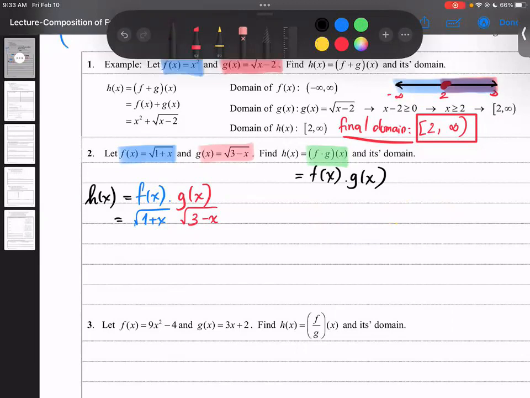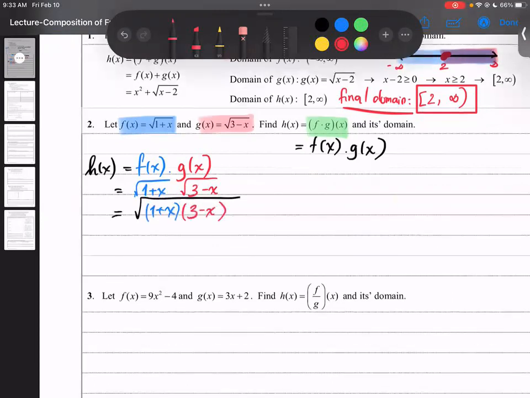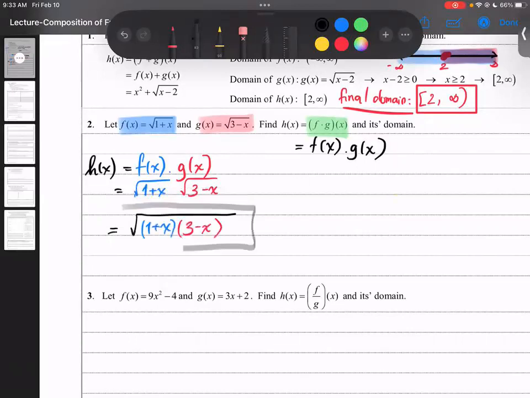So here, I can rewrite it as the square root of (1 plus x) times (3 minus x). For me, this is good enough. I'll take this answer. You don't have to factor it out, is what I meant. But if you want to FOIL it out, you can.